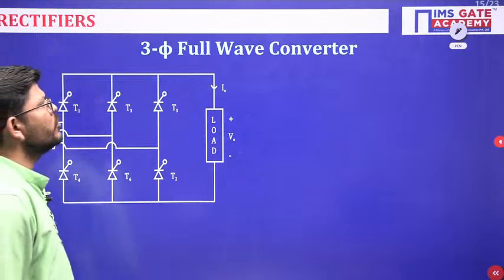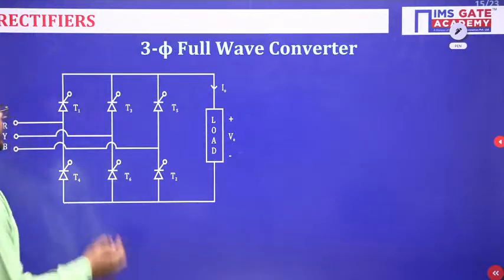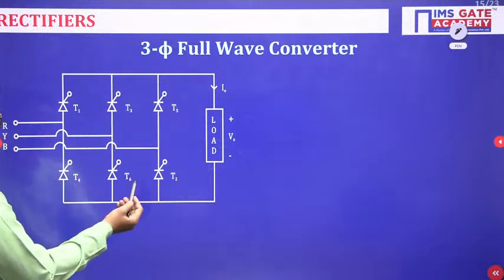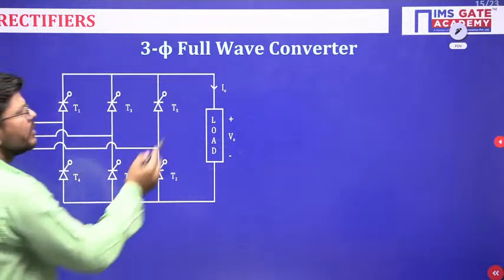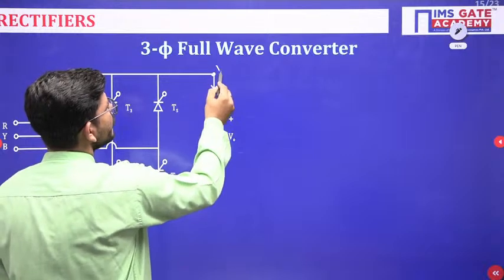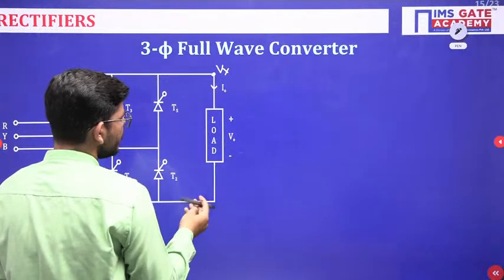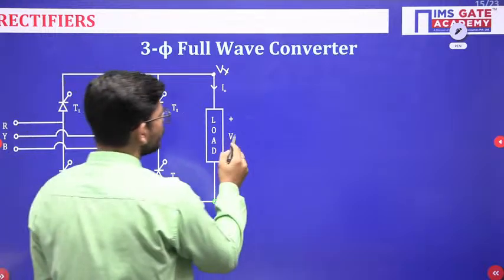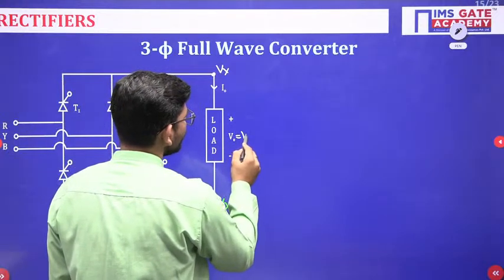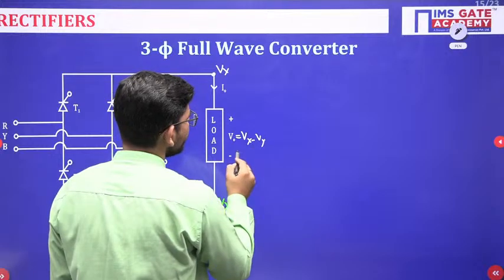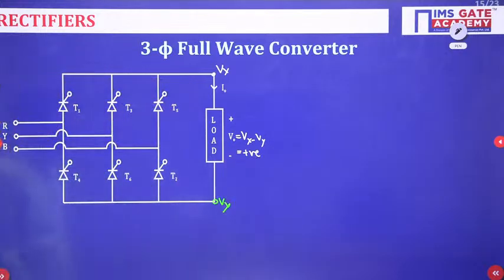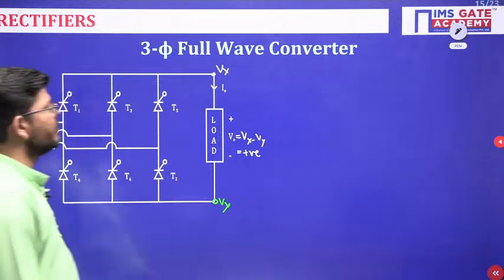Now when it comes to three-phase full-wave converter, just see, common cathode and common anode are connected together. So here what voltage you will get? You will get a voltage here Vx, and let us suppose one voltage you will get here Vy. So output voltage will be Vx minus Vy, which will always give you a positive value.